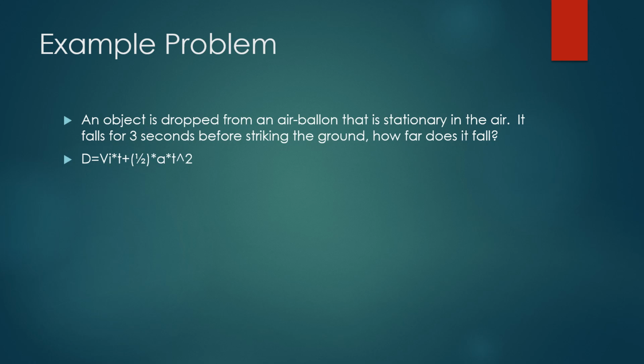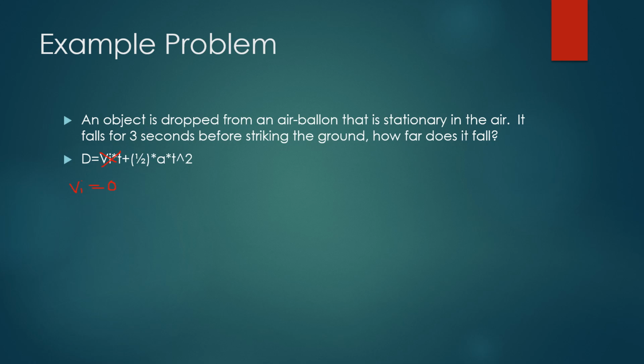But when you reread the problem, it says that the air balloon is stationary. So when the object is dropped, that means that the object is also starting from stationary, which means that the object has an initial velocity of 0. Because it has an initial velocity of 0, that means that 0 times time is still going to be 0. So this whole first part of the problem can be crossed out.